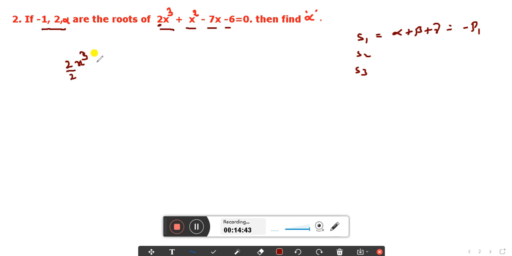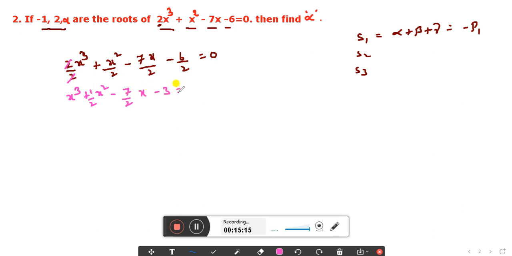With 2 plus x square by 2 minus 7x by 2 minus 6 by 2 equals 0. When you take all these, if there is any cancellation, we have to do cancellation. 2 gets cancelled, that becomes x cube plus 1 by 2 of x square minus 7 by 2 of x minus 3 equals to 0. When you get cancelled, 2 1s are 2, 3s are 3, like we can get cancelled.